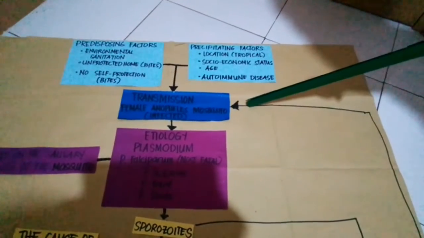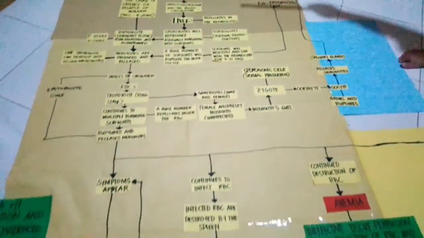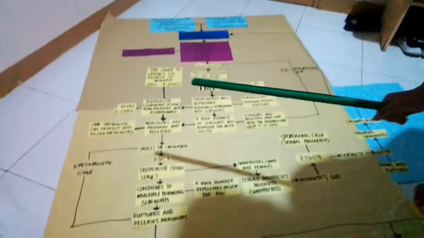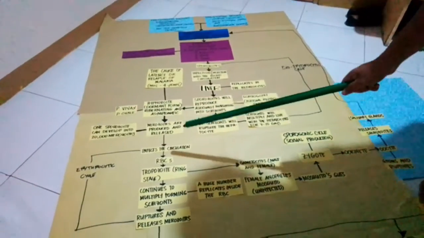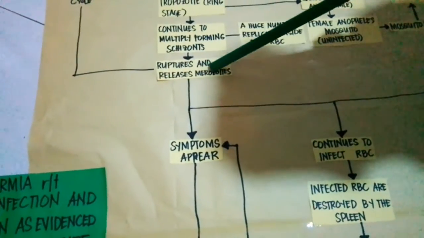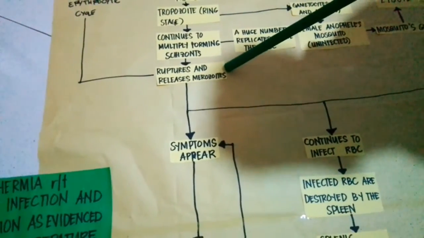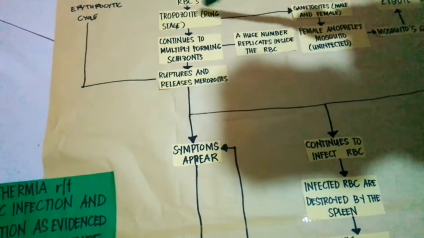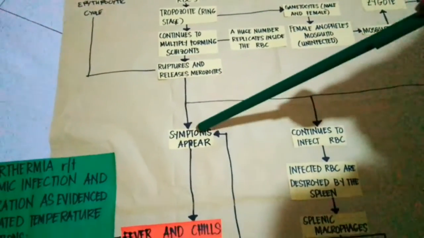This is also transmission: it goes to other humans, and then the cycle will continue. So that is the cycle in the mosquito, which can infect another human. Then we go back to the rupture and release of merozoites from the ring stage, where the symptoms appear.